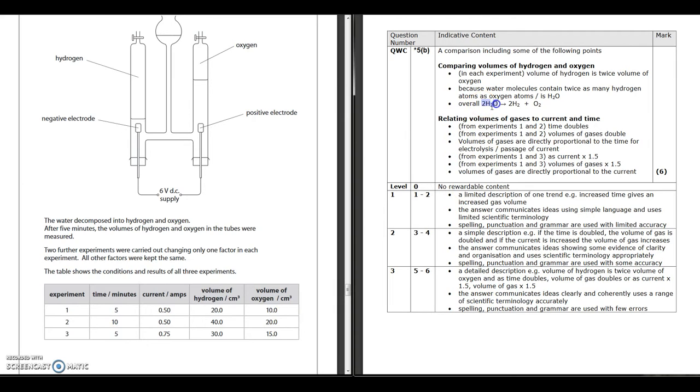H2O, if we look at it here, is made out of 2 hydrogens for every oxygen, which is why this gas column here for hydrogen is twice as big as the oxygen one. What does a 6 mark answer look like? As easy as this, look at it. The volume of hydrogen is twice the volume of oxygen, and as time doubles, the volume of gas doubles, or as you increase the current by 1.5, the volume of gas increases by 1.5.